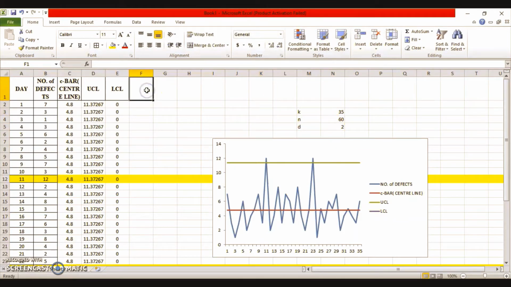Now here I am going to write a new C bar value, or new center line. So C bar new. For that purpose, the formula is: first of all we have to take the total sum of the number of defects. So what was the total?